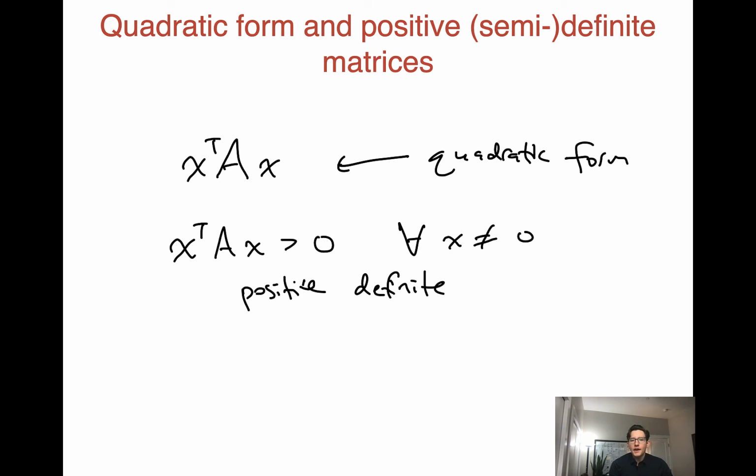One nice property of positive definite matrices is that they are always invertible. So this is one way to prove that your matrix is invertible: if you can show that x transpose Ax for your particular matrix is always greater than 0, it will always be invertible. If it's the case that this is not necessarily greater than 0, but it's greater than or equal to 0, then we call it semi-definite.